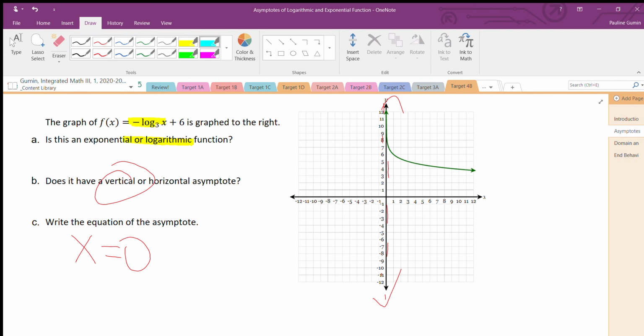You can also find that answer from the inside. There's nothing being added or subtracted from x. What is nothing as a number? It's 0.